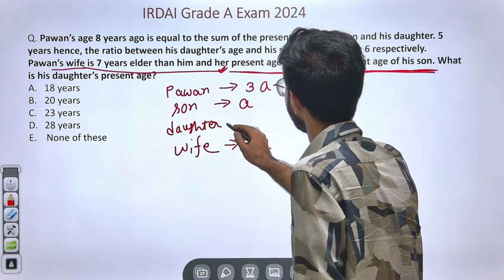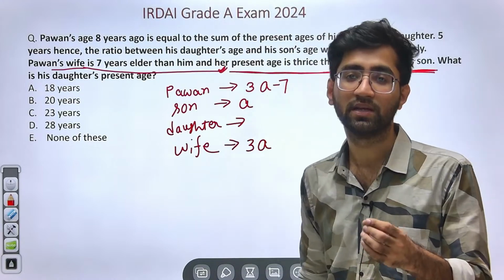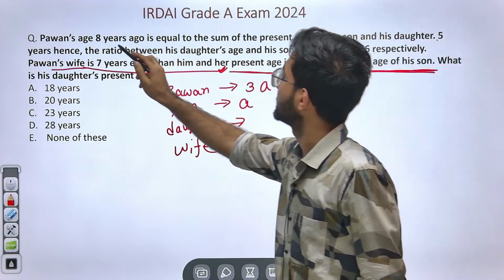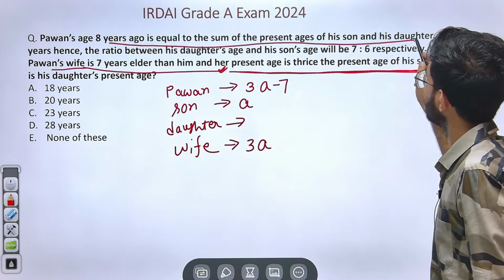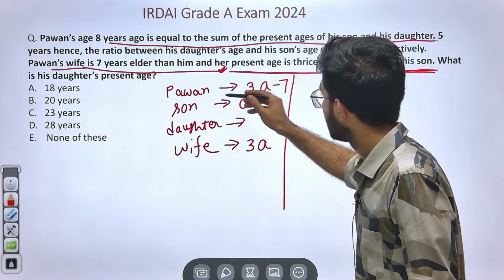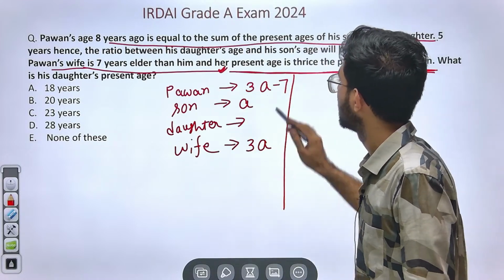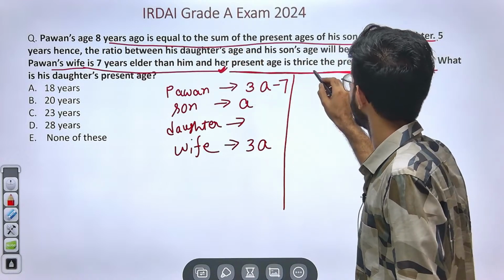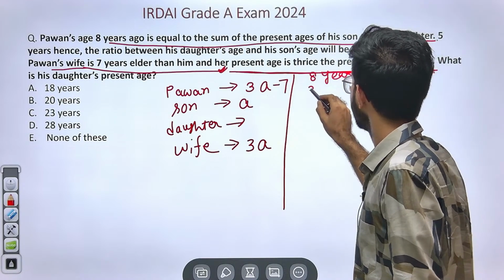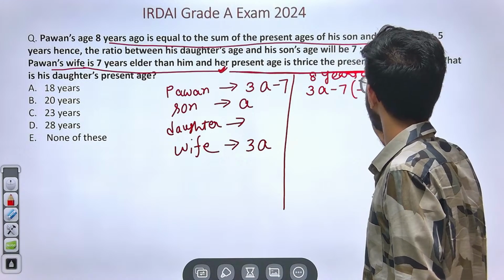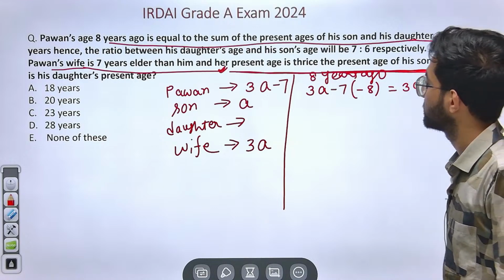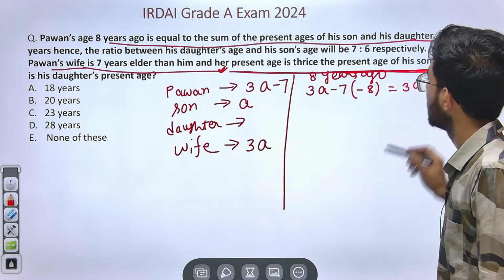Now, we have not been able to find the age of the daughter in terms of A. So, if you read this line, Pawan's age 8 years ago is equal to the sum of the present ages of his son and his daughter. We have written the present age of Pawan, his son and his wife, but we know that Pawan's age 8 years ago. So 8 years ago, what will be Pawan's age? 8 years ago, Pawan's age will be 3A minus 7 minus 8. So basically, Pawan's age will be 3A minus 15. This will be the age of Pawan 8 years ago.